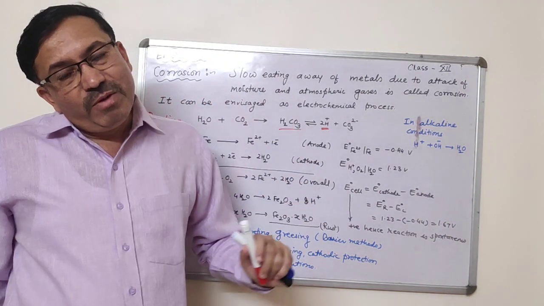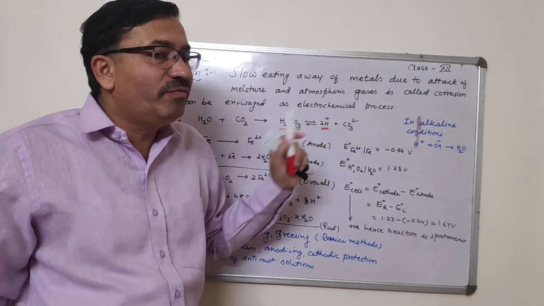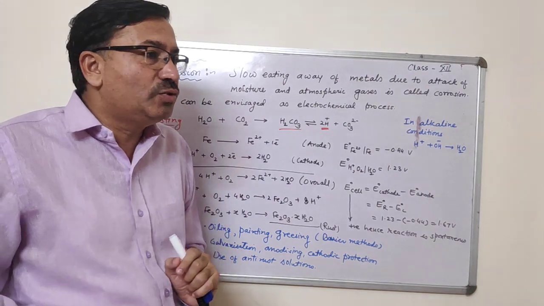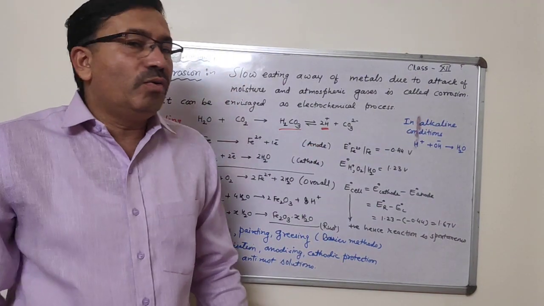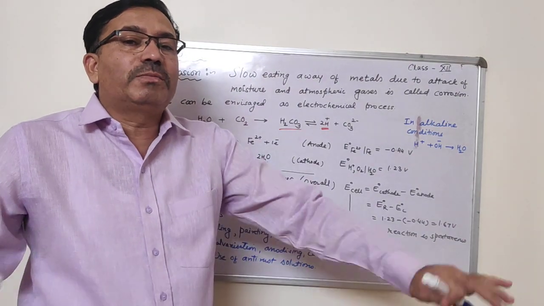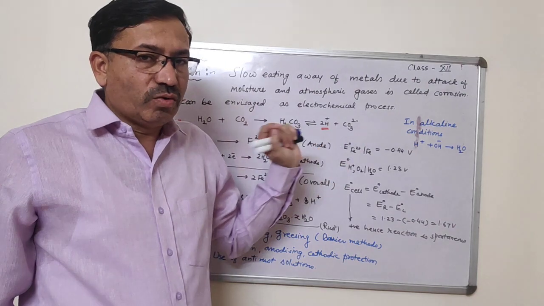But rusting can be prevented in alkaline conditions. How? If we provide an alkaline situation, the H plus ion will react with OH minus ion and form H2O, which means no H plus ion will be there. It is the H plus ion that begins the corrosion.